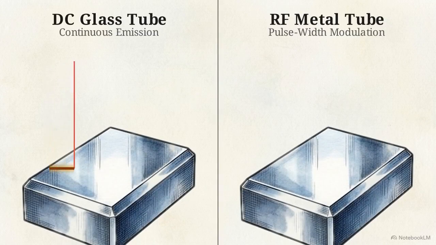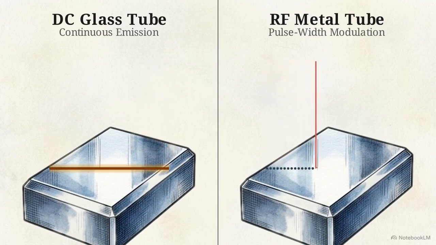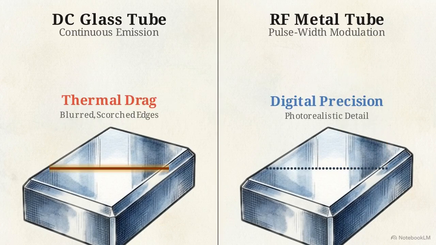On the left, a continuous DC glass tube drags thermal energy, leaving blurred, scorched edges. On the right, an RF metal tube drops rapid digital pulses, achieving photorealistic detail without thermal drag.